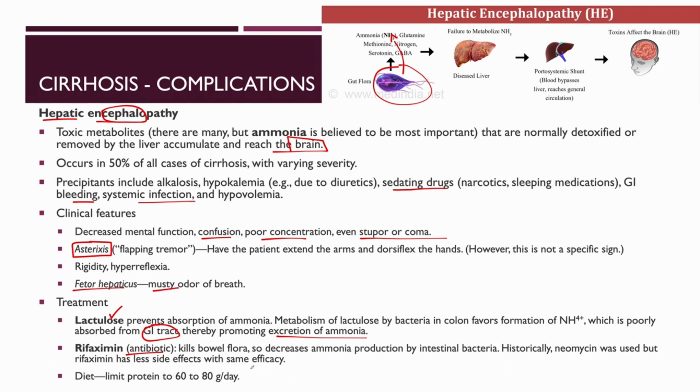One other thing that we try to limit in patients with hepatic encephalopathy: we know that with cirrhosis in general, we try to have a low sodium diet, but on top of that, with hepatic encephalopathy, we also try to limit protein because the protein causes increased ammonia levels, and we try to limit it to 60 to 80 grams per day.